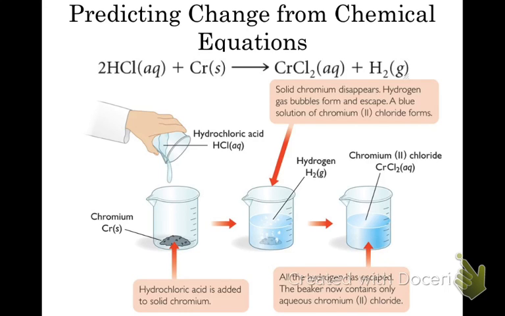Indeed, we're adding the hydrochloric acid to the solid chromium. Here, we see little bubbles that are forming. Those bubbles are hydrogen gas coming off, and then we're left with chromium 2 chloride at the end.